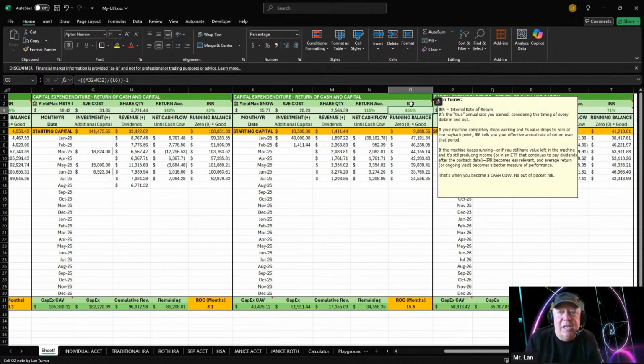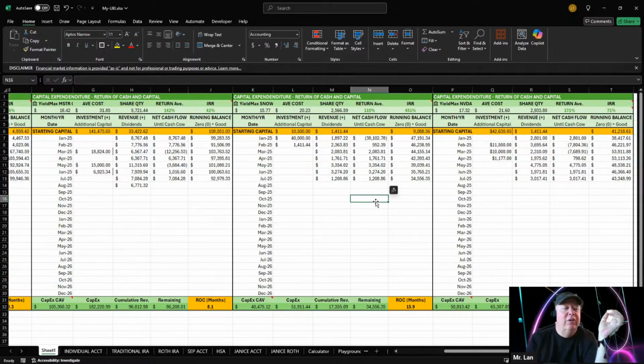So if the machine keeps running, or if you still have value left in the machine and it's still producing income, or in an ETF that continues to pay dividends after the payback date, IRR becomes less relevant. An average return or ongoing yield becomes a better measure of performance. That's when you become a cash cow, no out-of-pocket risk. All right. So there's different ways of calculating your returns based on what type of money your machine was purchased with.